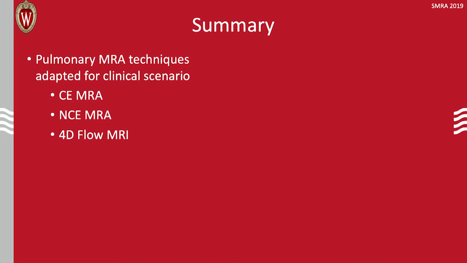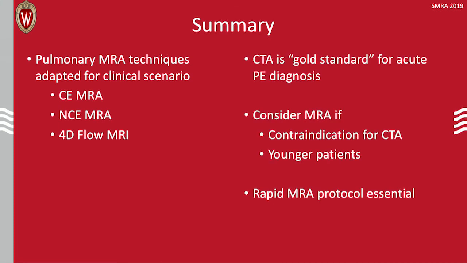So to wrap things up, there are a variety of MRA techniques that we can use to image the pulmonary vasculature, kind of tailored to the specific clinical scenario. With respect to PE, CTA is still the gold standard for acute PE, but I would strongly encourage you to advocate for using MRA in those that have a contraindication to CT. Rapid imaging protocols are essential.